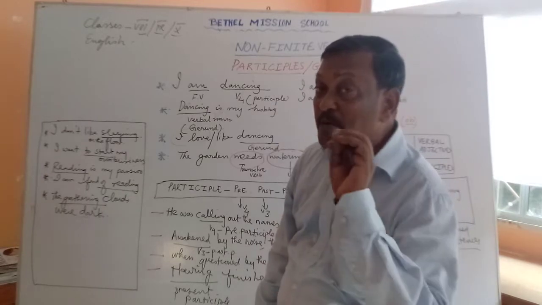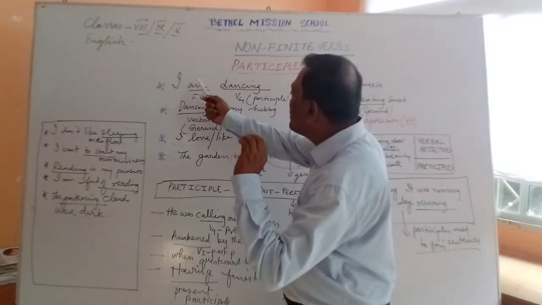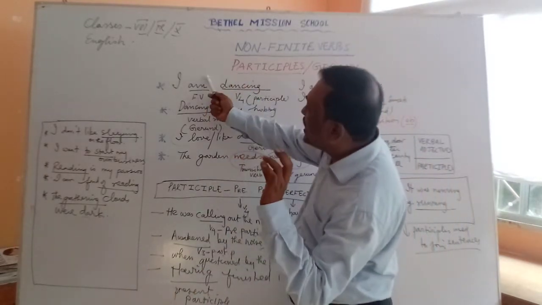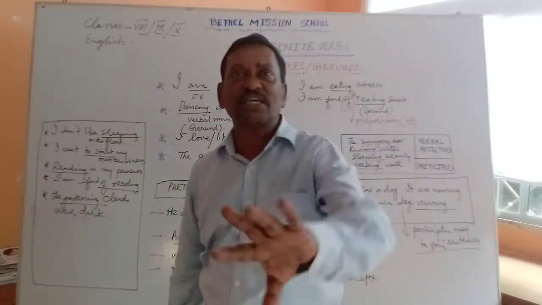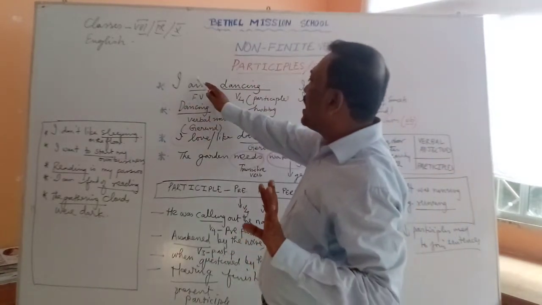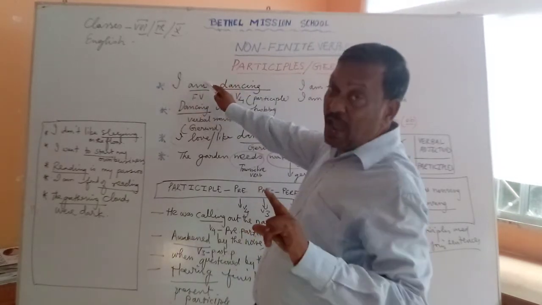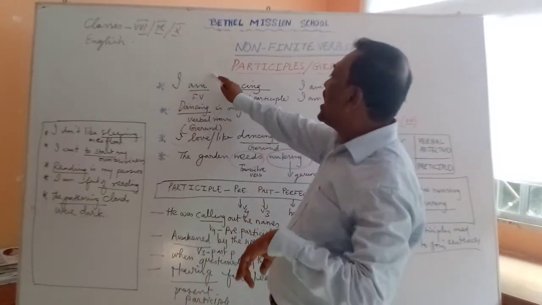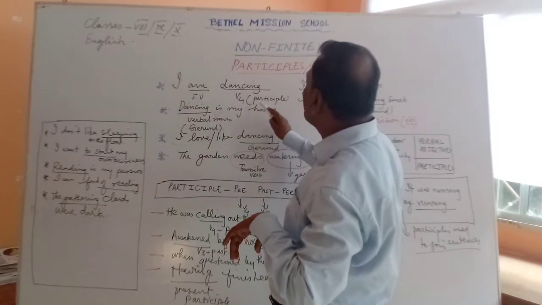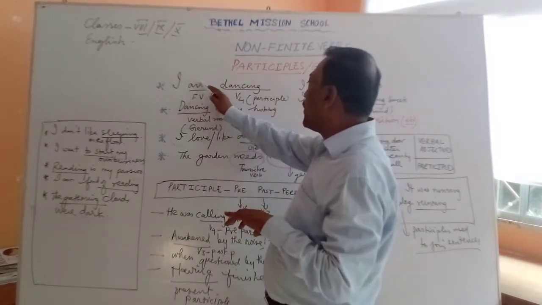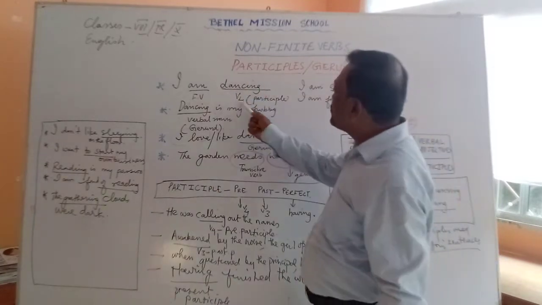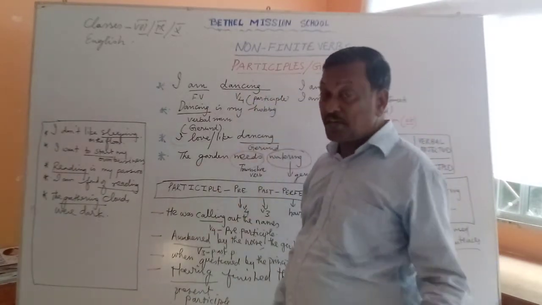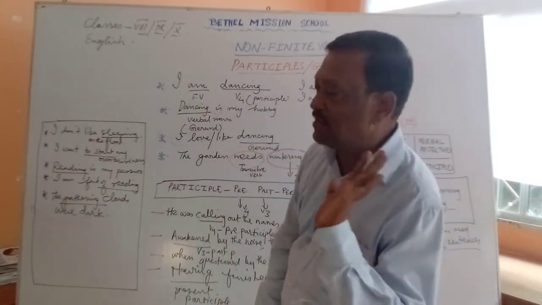So how do I find a participle? How do I locate the place? I locate the place by seeing the verb. Where is the verb? That is the first thing I have to see. Now here, I is the subject, am is a finite verb, and the ing form, that is the present participle of dance, follows the finite verb. So here, it is not a gerund, but a participle.